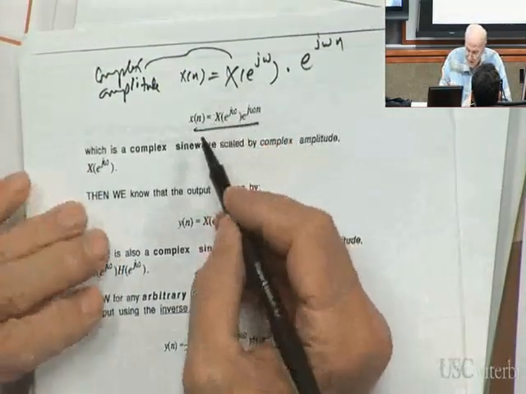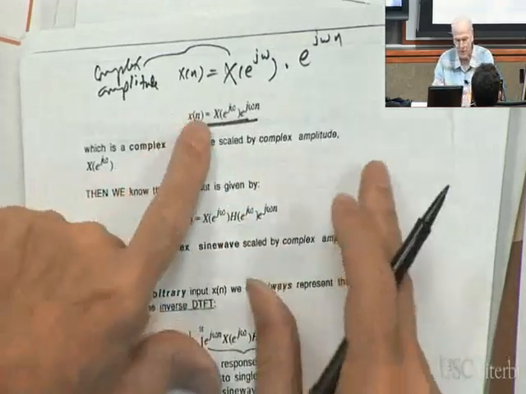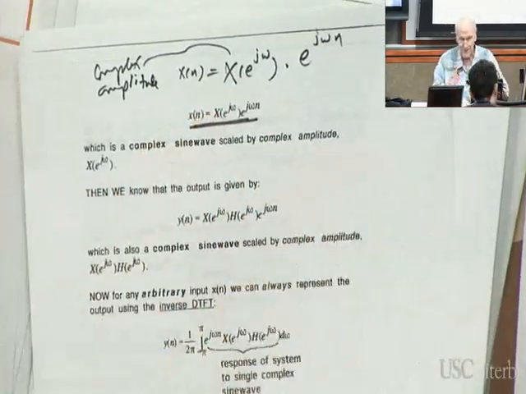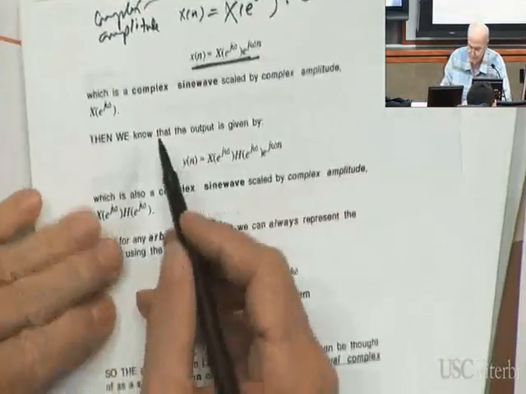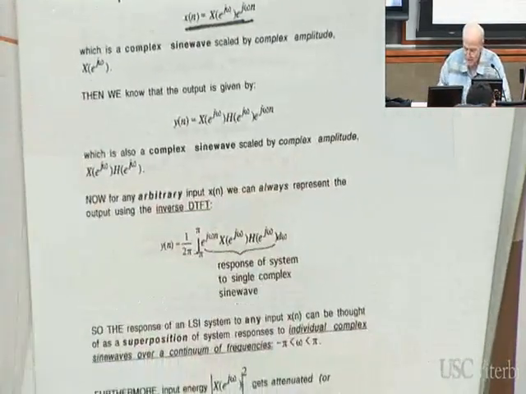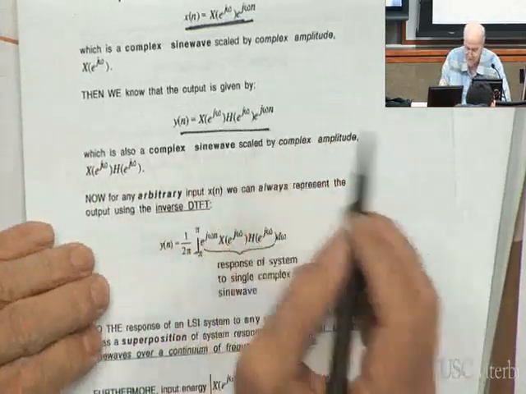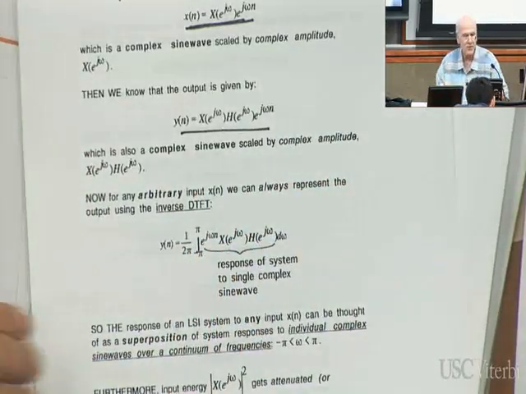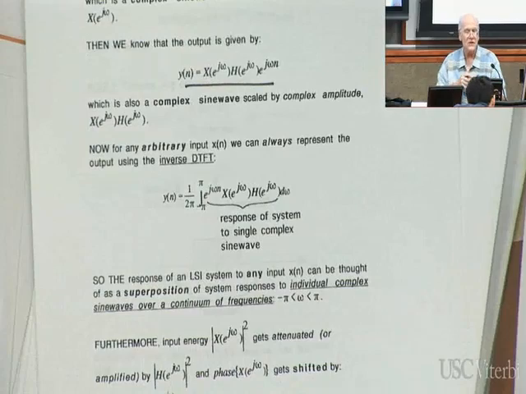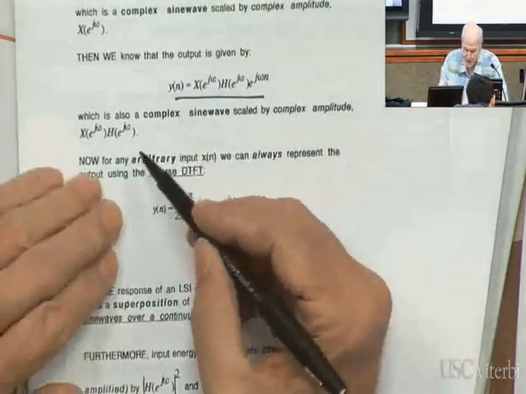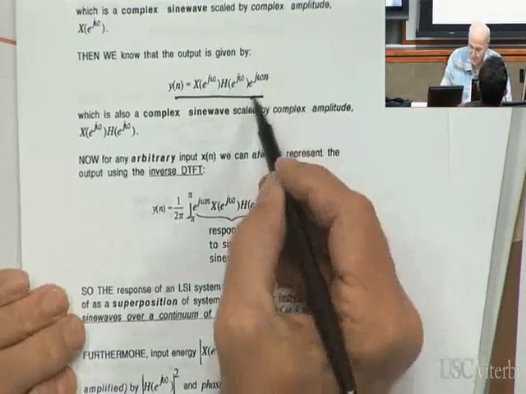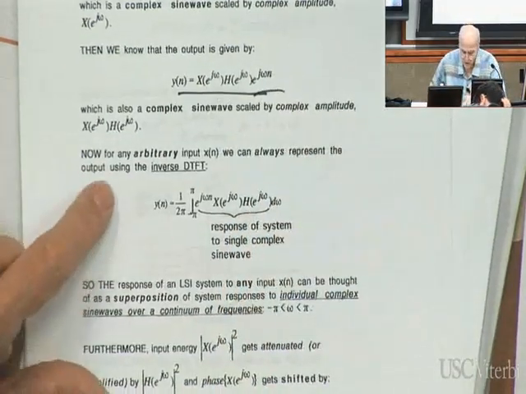So in any case, suppose x of n, and we're going to write that complex amplitude in anticipation of what's going to happen. Then we know that the output is given by this, okay? We've already proved that before, which is also a complex sine wave, scaled by the amplitude H(e^{jω}). We've already shown that before.